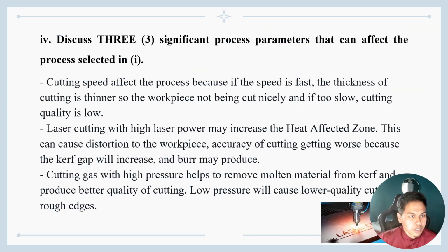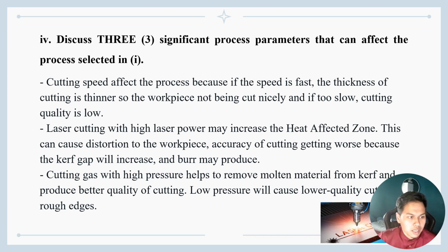Next is to identify the significant process parameters that can affect the laser cutting. Cutting speed affects the process because if the speed is too fast, the depth of cutting is thinner, so the workpiece is not being cut nicely. And if it is too slow, the cutting quality is low.